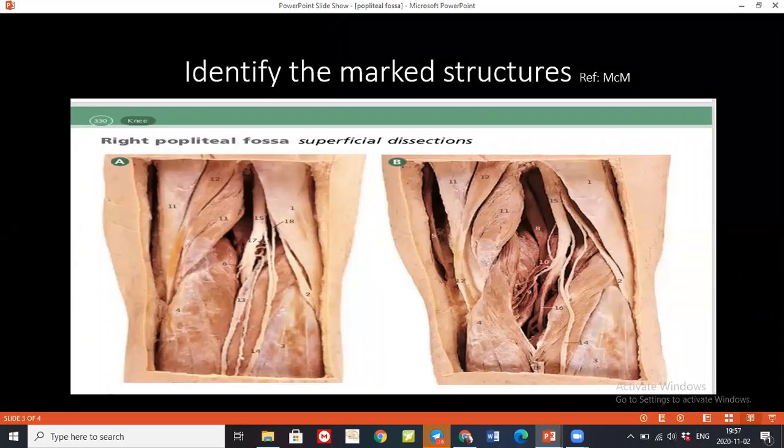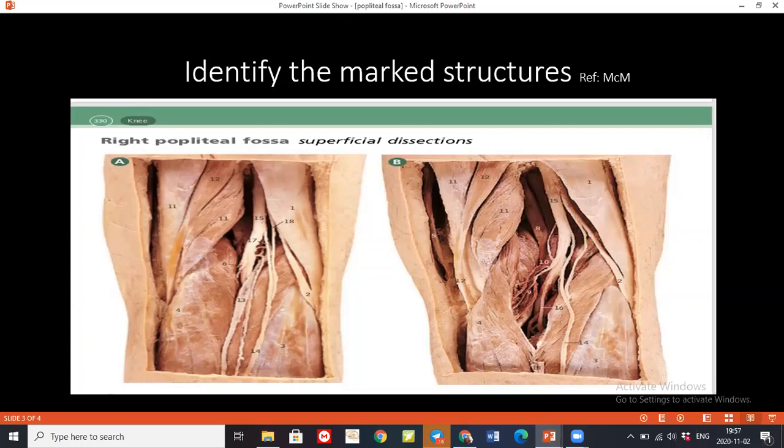Anteromedially. Can you please identify number 12 here in picture A? Number 12 is semimembranosus. And number 1? This is the biceps femoris on the lateral side. What is the nerve supply of this muscle?